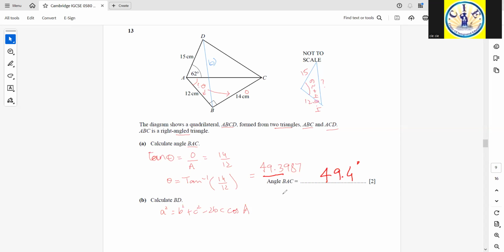For the angle, first of all, let's have 62 plus 49.4 degrees.